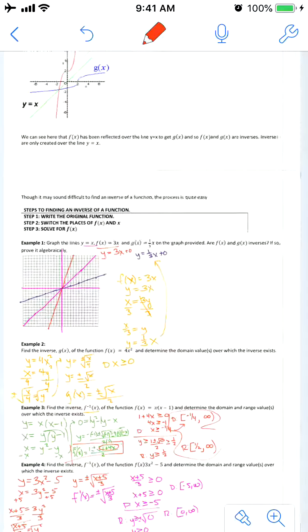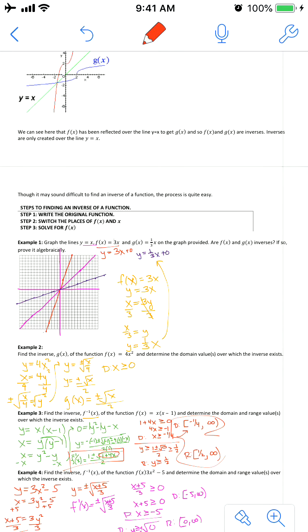That's inverses. We're going to talk about two certain inverses next time, and that's going to be the main focus of the chapter. But if you have any questions, let me know, and I'll see you later.